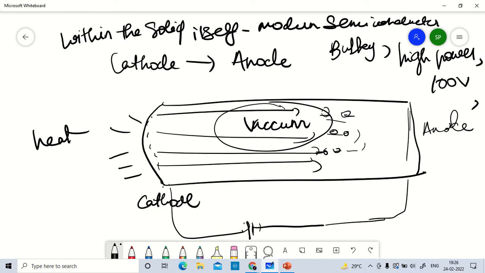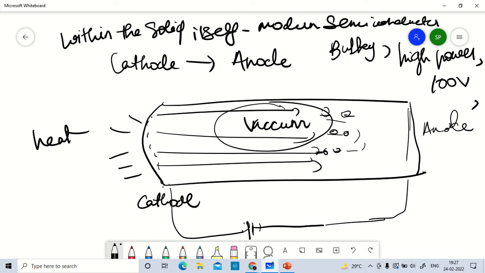So all those points which were there for vacuum tubes or valves, you need to write all the opposite points for modern semiconductors. If the question comes, what advantage does modern semiconductor have over valves or vacuum tubes, then all these points need to be written. Even the cathode ray tube, CRT, used in television and computer monitors, which works on the principle of vacuum tubes, is being replaced by liquid crystal display, LCD, monitors.